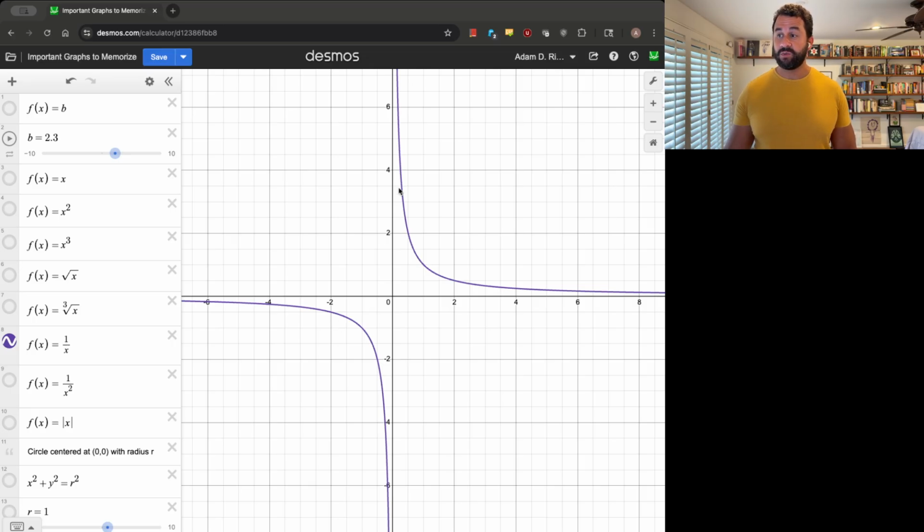Notice that there is what we call an asymptote at 0. There's a vertical asymptote here at 0 because you can't divide by 0. 0 is not in the domain of this function. And this is what 1 over x looks like.